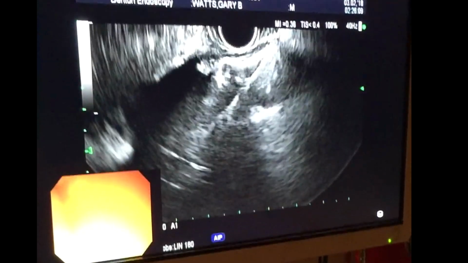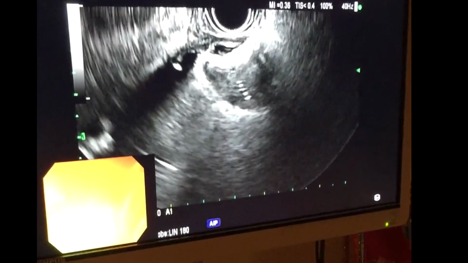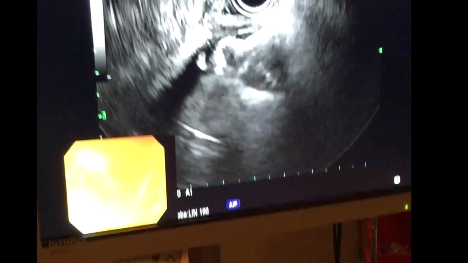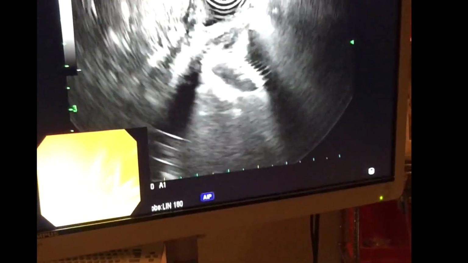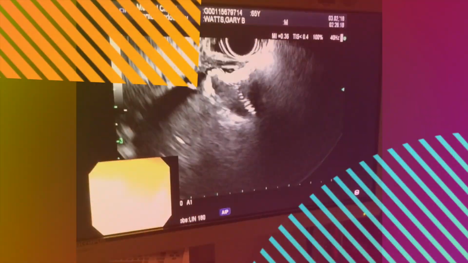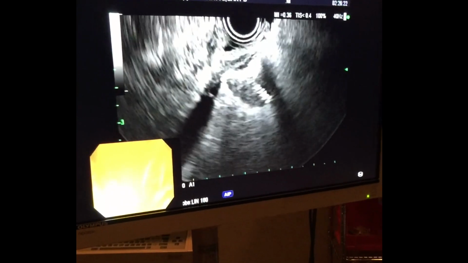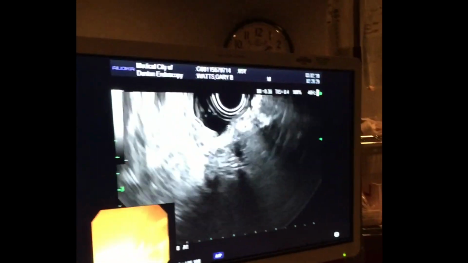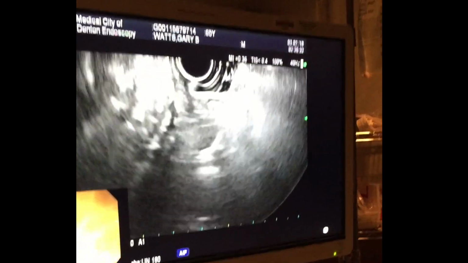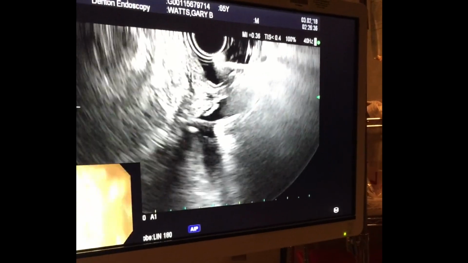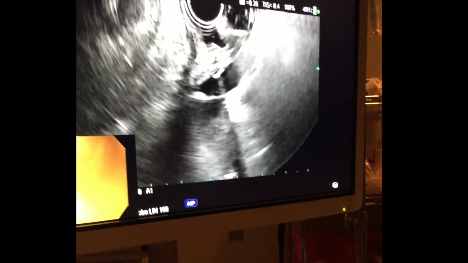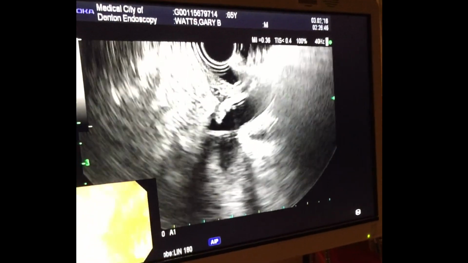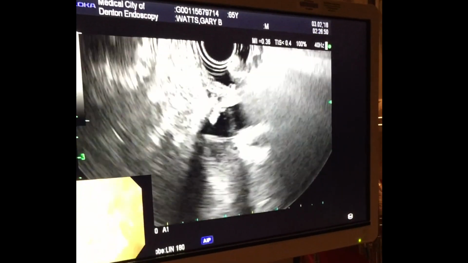And in the next frame, you will see that the Axios has been completely deployed, and fluid will freely flow into the gastric lumen. And here it is. As you can see, below the EUS transducer, there's a lot of pseudopancreatic fluid material now shifted from the pseudocyst into the gastric lumen.